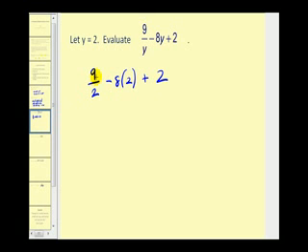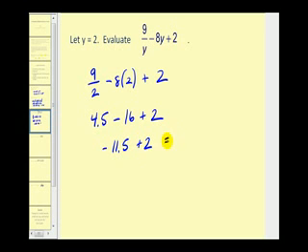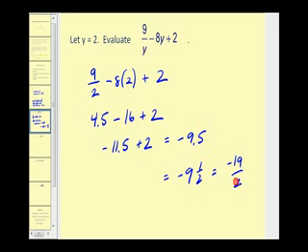Let's go ahead and rewrite this in decimal form. So 9 divided by 2 would be 4.5 minus 8 times 2, that's 16, plus 2. And now we'll perform the addition and subtraction from left to right. So we have 4.5 minus 16. It's going to be negative 11.5 plus 2, which equals negative 9.5. If we wanted this in fraction form, that would be the same as negative 9 and 1/2, or we could write this as negative 19 halves, all of which are equivalent, just in different forms.